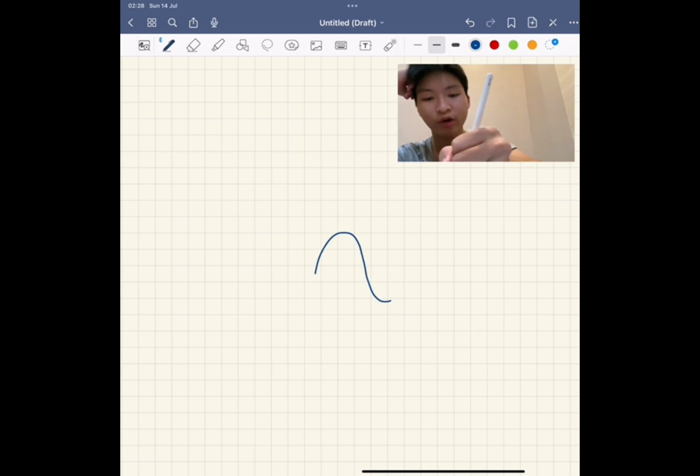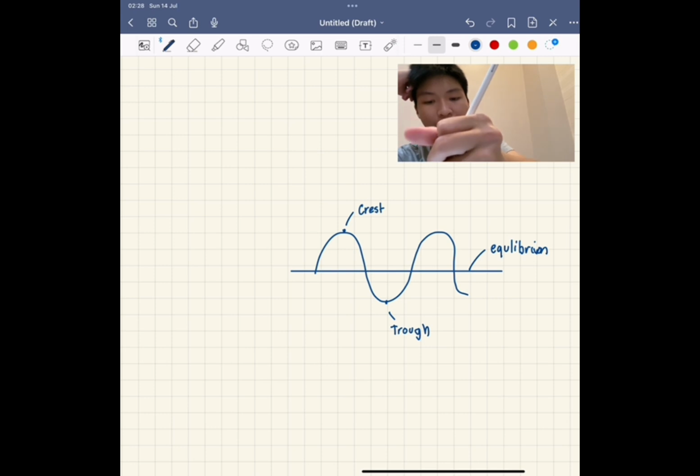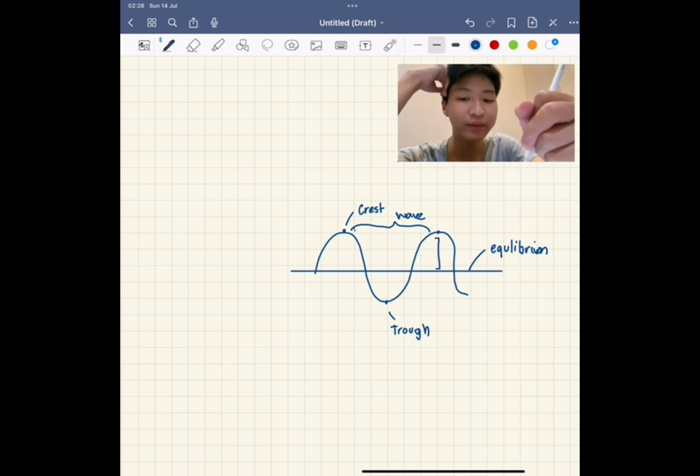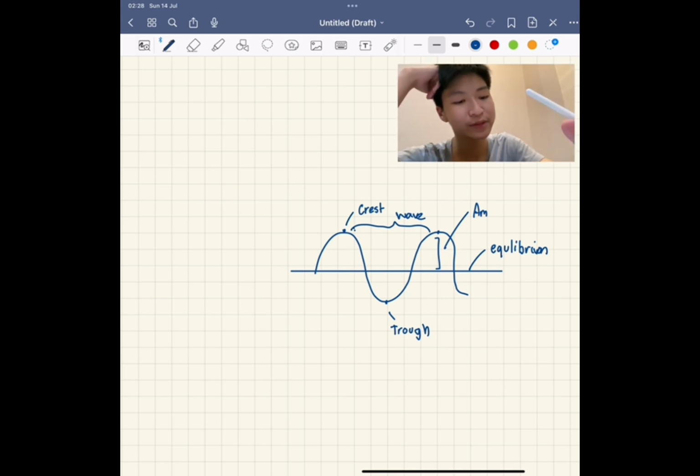Let me draw a wave here. So this line here is called the equilibrium. And the highest point of the wave is called the crest. The lowest point of the wave is called the trough. The distance between two consecutive crests or troughs is called the wavelength. And the space between the equilibrium and the crest or the trough is called the amplitude, which is the maximum displacement from the equilibrium position, measuring the wave strength.